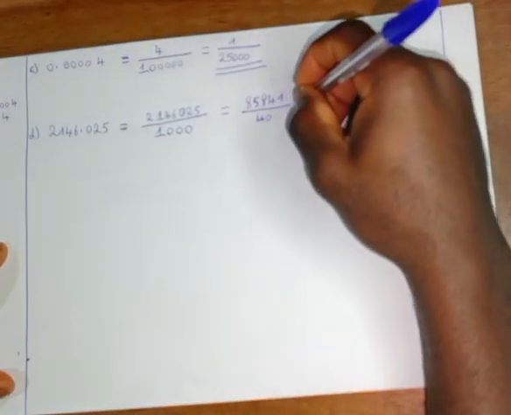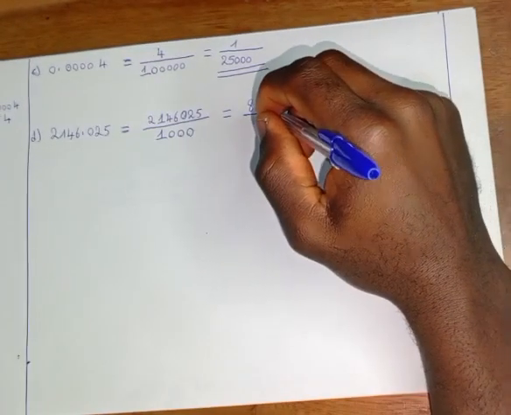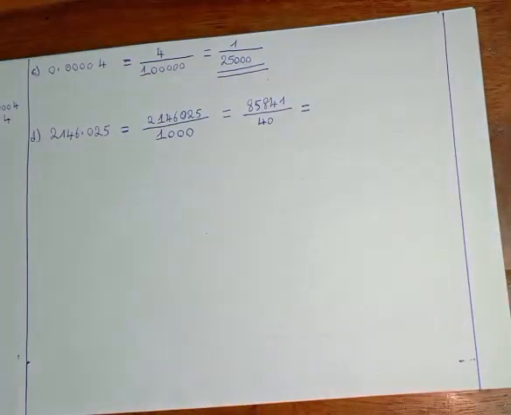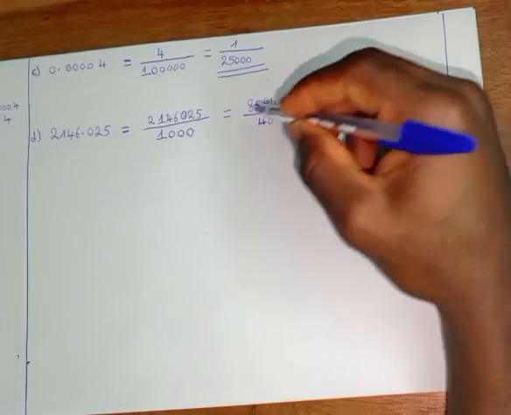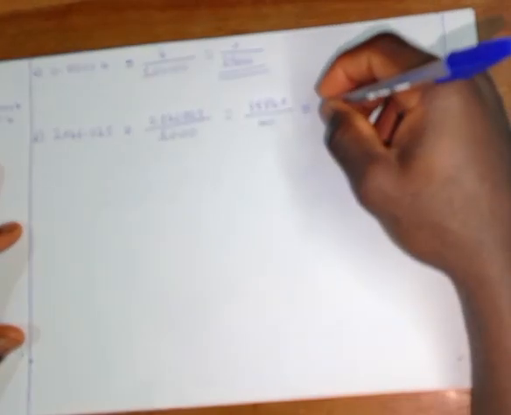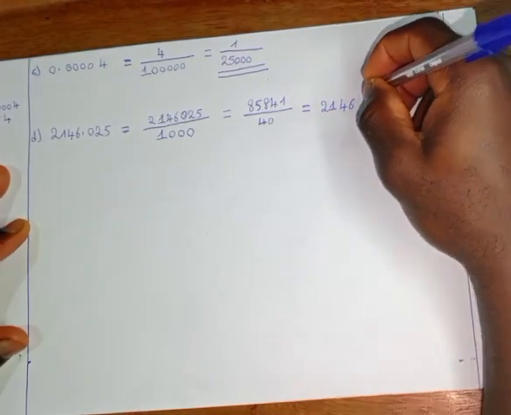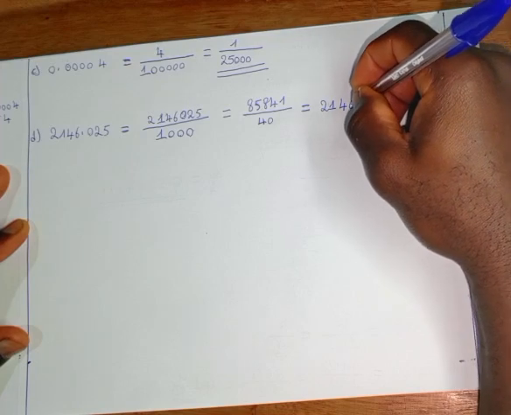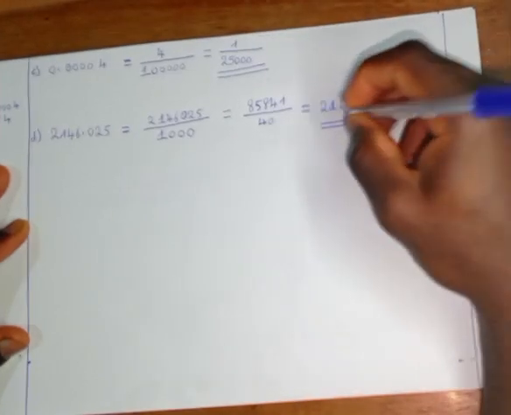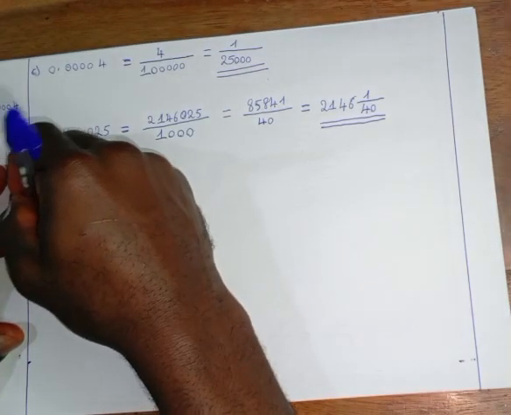This fraction is an improper fraction. We have to convert the improper fraction 85,841 over 40 to a mixed fraction. 85,841 divided by 40 gives us a whole number part of 2,146, remainder 1. This will give us 2,146 and 1 all over 40. We go now to question E.